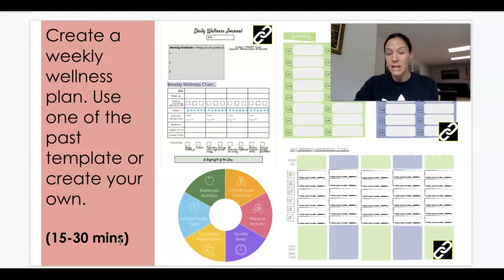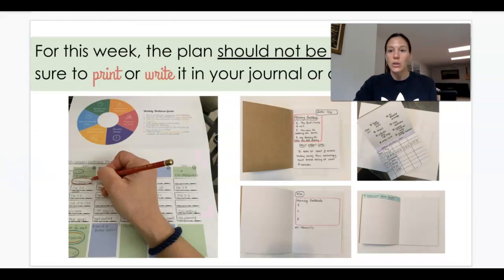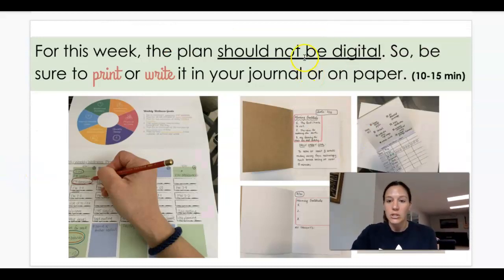to do this, and it needs to be a hard copy on paper or in a journal. This is where I'm telling you that it should be not digital this week. So print it out or write it out. Here's some examples of my journal that I print out. These are examples of ones that I created before break that I showed you. And you have an extra 10 to 15 minutes to do this.